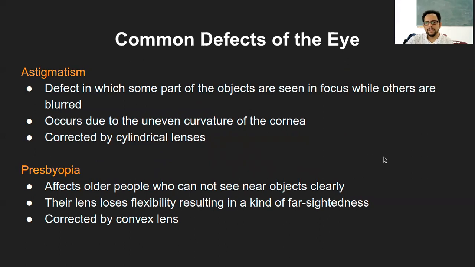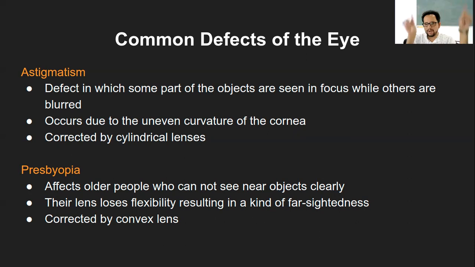Okay, so another common defect with eyes is astigmatism, a defect in which some parts of objects are seen in focus while others are blurred. I guess in your textbook you have a diagram of a star-shaped object. If you look at the center, you can see the center very clearly, but the surroundings of the star shape are not clear, or the other way: you see the edges of the star very clearly, but the center is blurred.